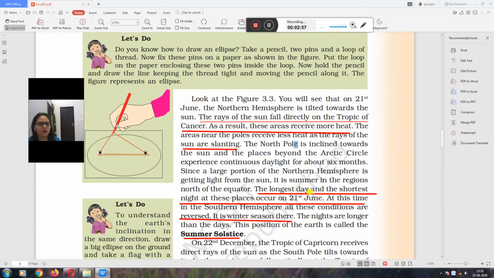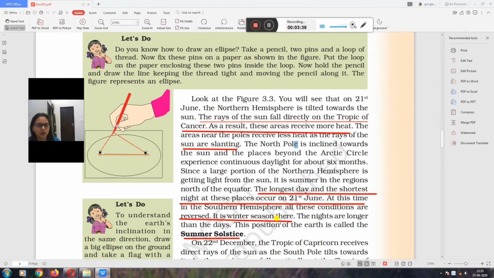21st June is the day when we celebrate the longest day and the shortest night. On this day, we have the longest day and the shortest night. At this time, in the southern hemisphere, all these conditions are reversed. When the northern hemisphere faces the sun, all the situations in the northern hemisphere are reversed in the southern hemisphere. When the northern hemisphere faces summer, the southern hemisphere faces winter. It is winter season there.